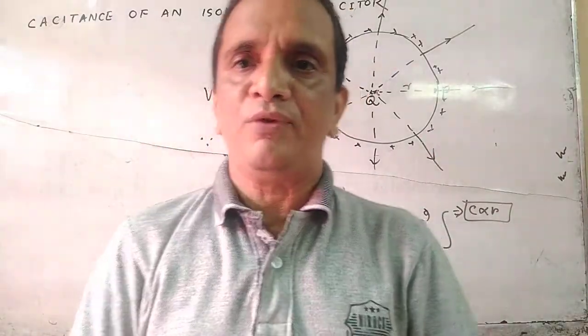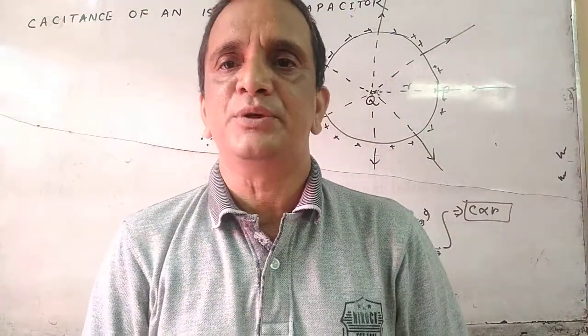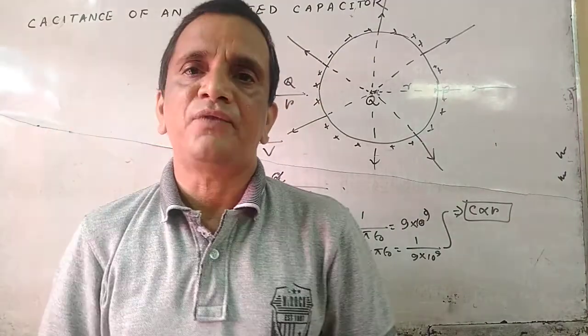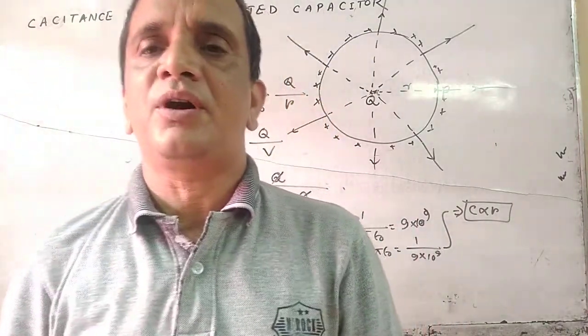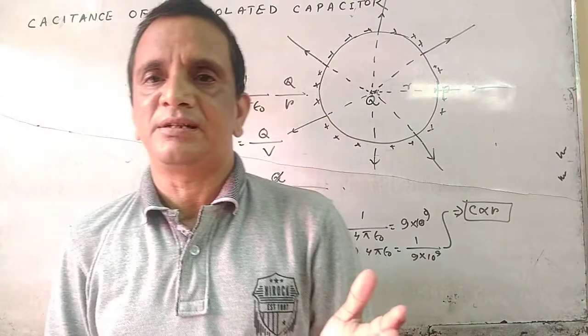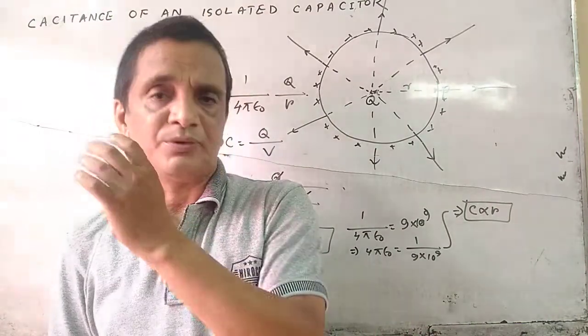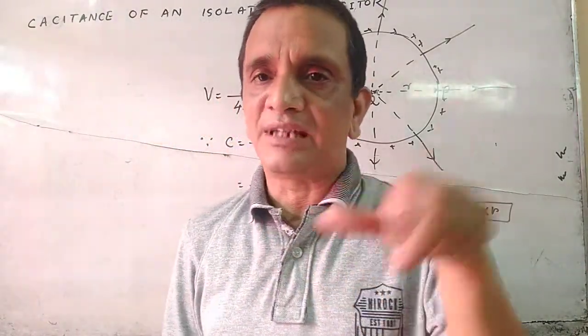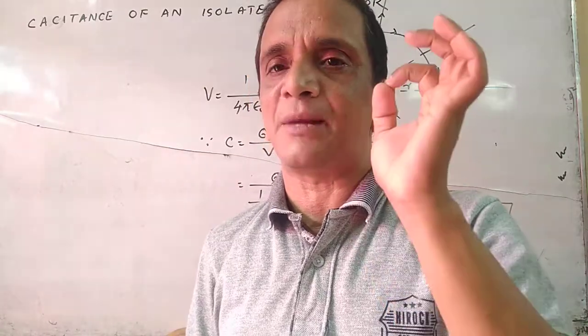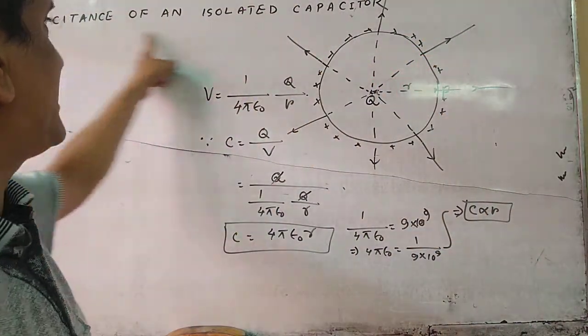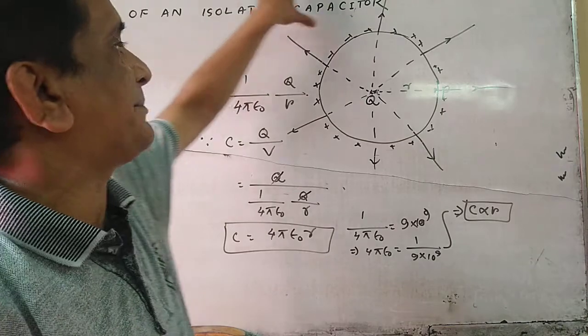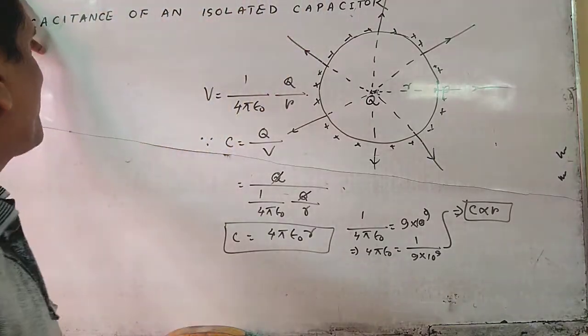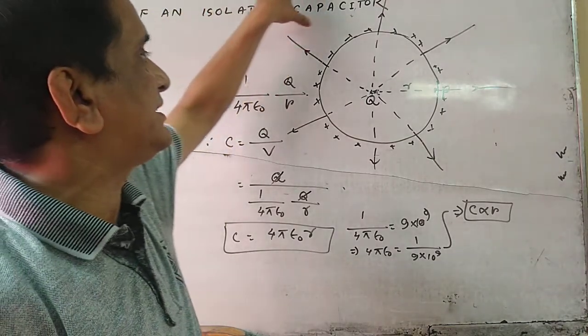Again, I came with the study of capacitance for you. How can we find out the capacitance for different types of material? First of all, we will take the capacitance of a spherical but isolated capacitor. We are going to find out the capacitance of an isolated capacitor.